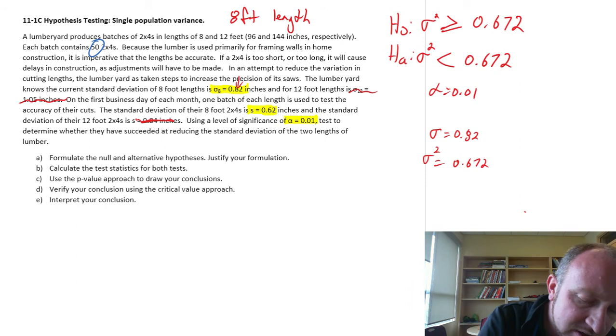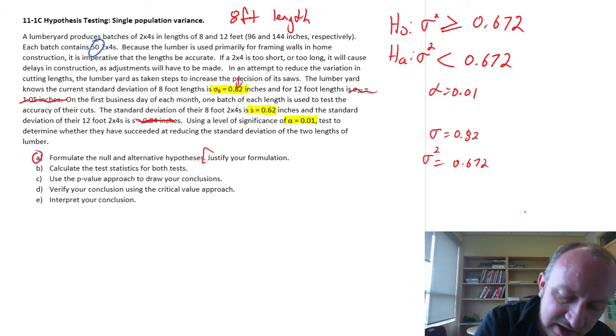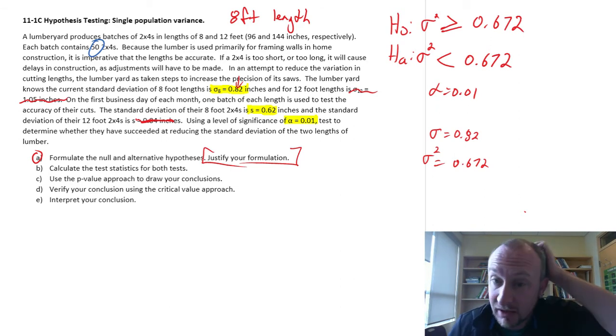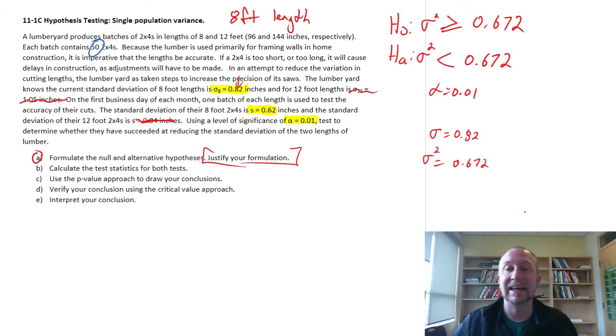Okay, so here we've done part A. Justify: if our evidence supports the null hypothesis, then that implies that we have failed. We have not succeeded at reducing the variance. If the evidence supports the alternative hypothesis, then that means we've succeeded. And yes, we have reduced the variance of our cutting machines, or of the lengths of our 2x4s.